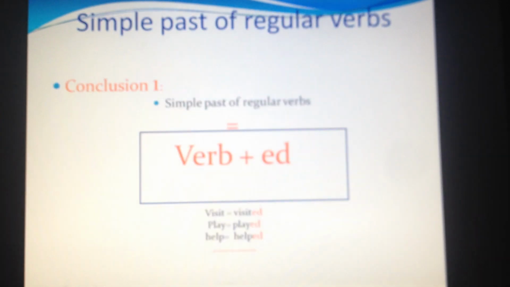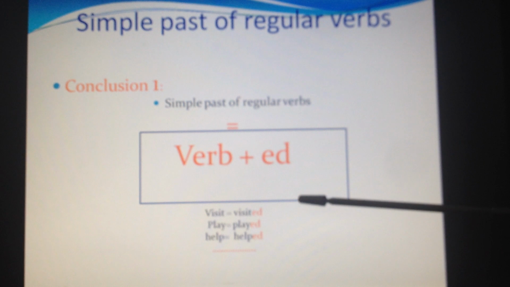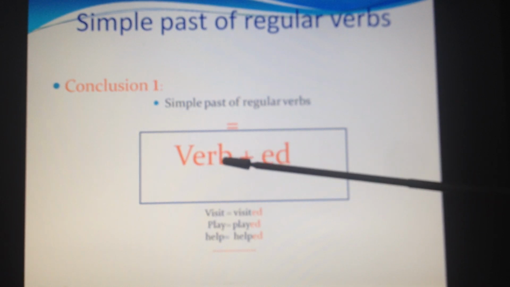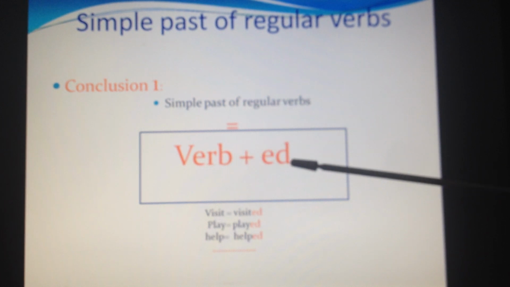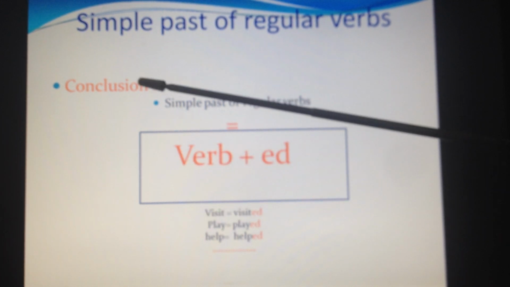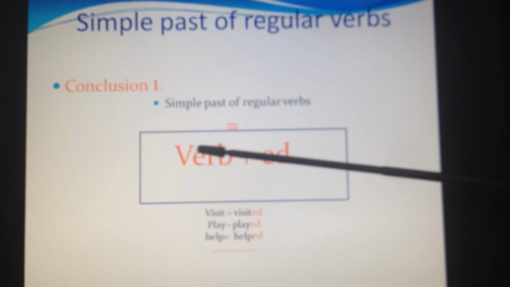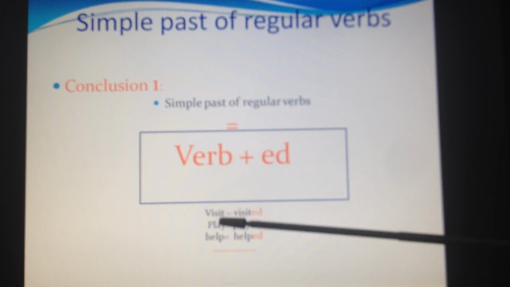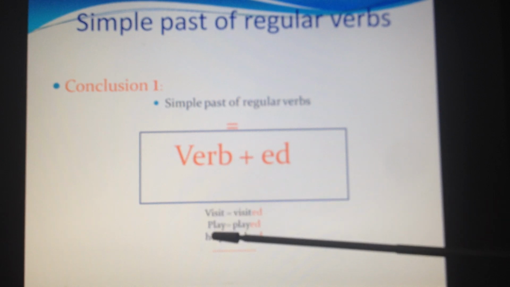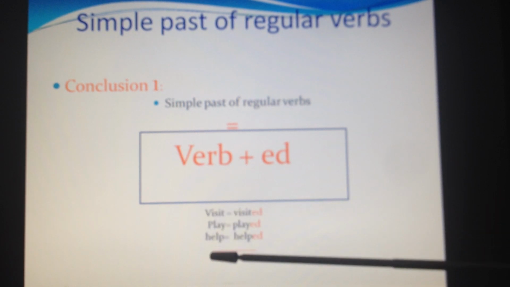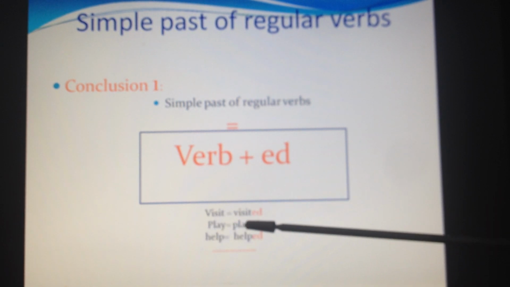Good. Alright, so the first conclusion you noticed from the verbs that you have underlined in the text, all of them are verbs followed by ed. So this is the first conclusion. The form of simple past of regular verbs is verb plus ed. Visit, visited. Play, played. Help, helped.